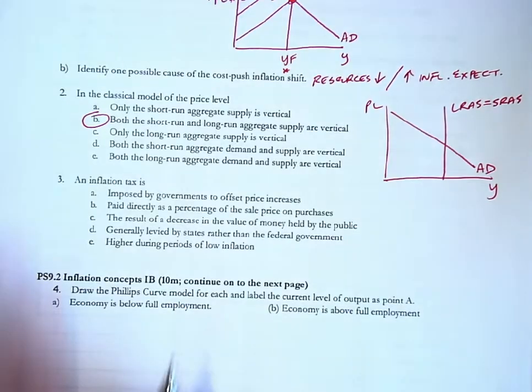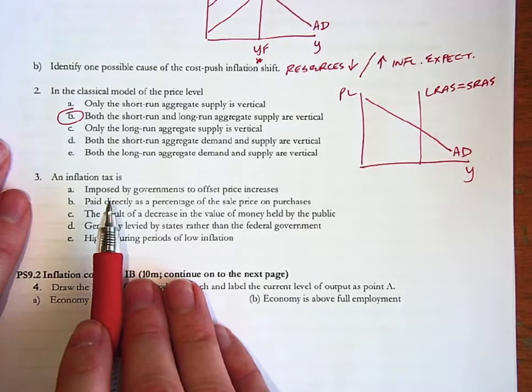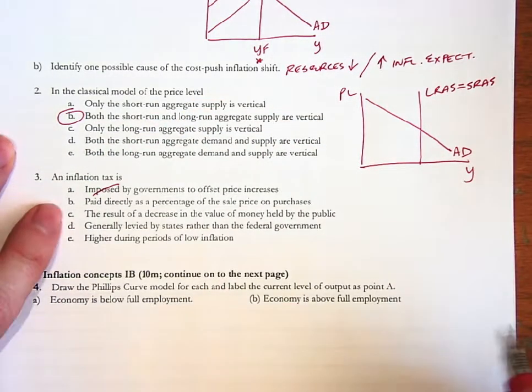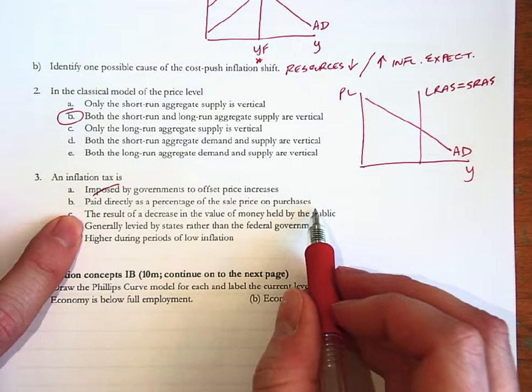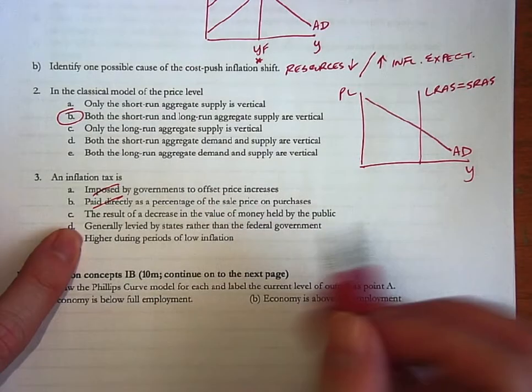Now, the third problem, the inflation tax. This is a tough one. It goes back to the last lecture. Imposed by governments to offset price increases? No, because it's not really imposed. Paid directly as a percentage of the sale price on purchases? No, it's not paid, actually. The result of a decrease in the value of money held by the public.